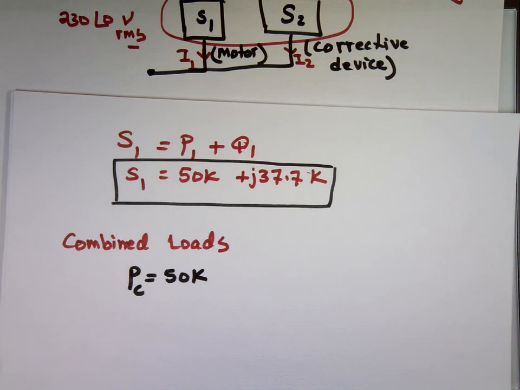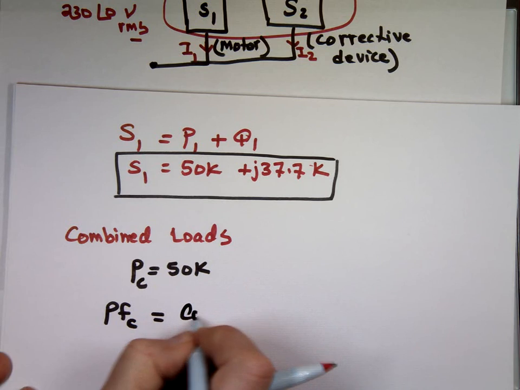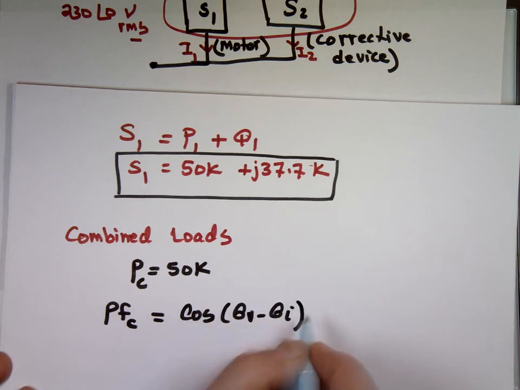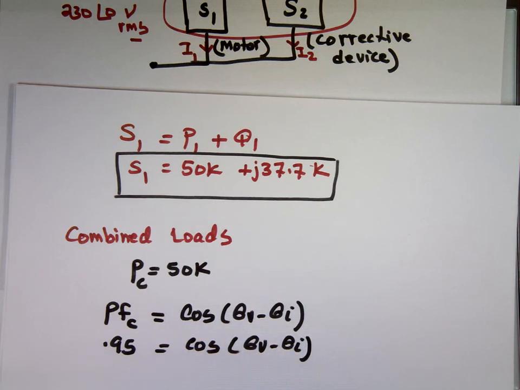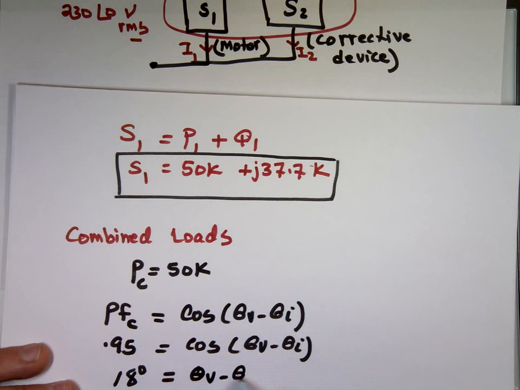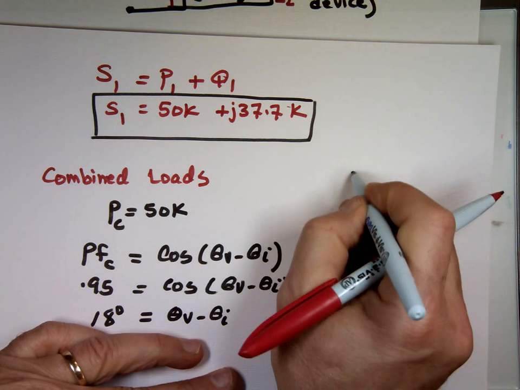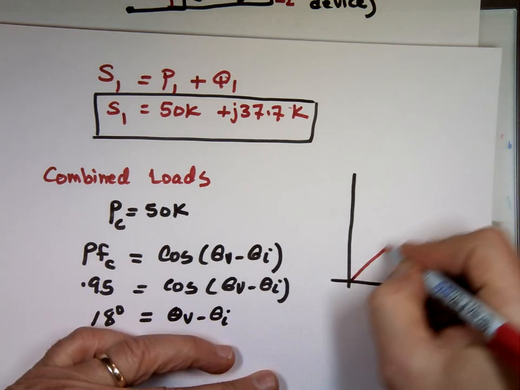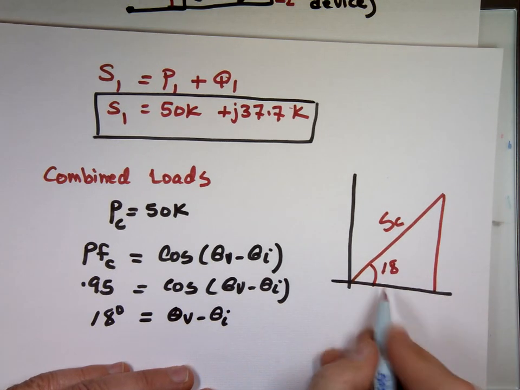We also know the power factor is 0.95. Power factor for the combined equals cosine of theta V minus theta I, so 0.95 equals cosine of theta V minus theta I. What's the inverse cosine of 0.95? 18 degrees, roughly. So here's what I know for the combined. This is 18 degrees. I know the real portion to be what? 50K.